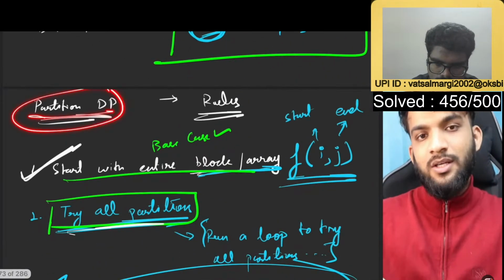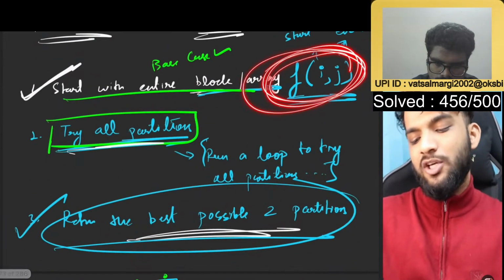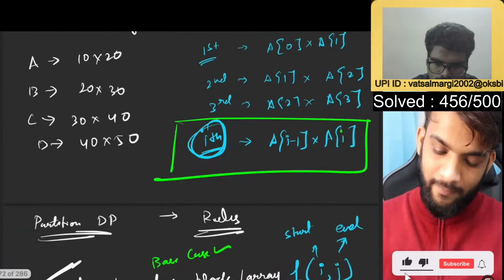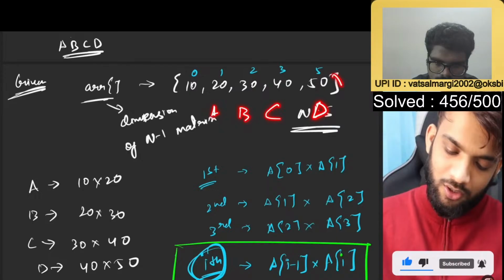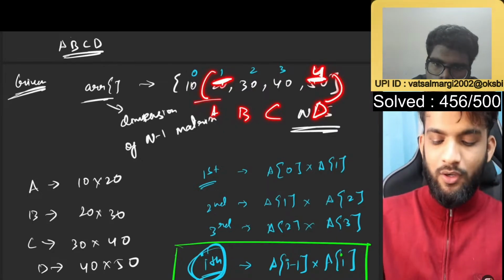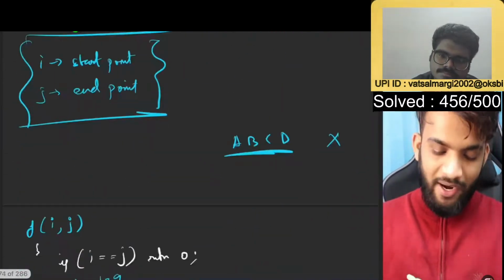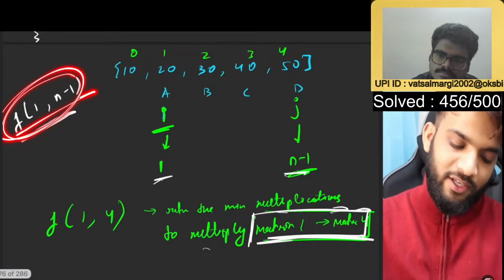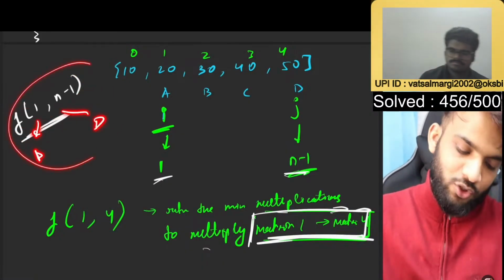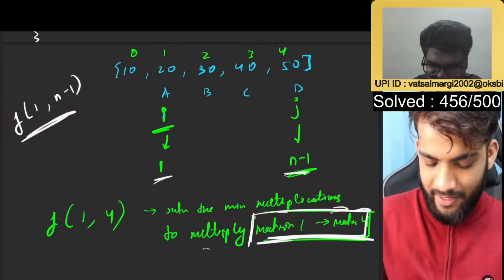Now, I said I'll apply partition DP. So I said the rule is very simple. You solve the entire block. You solve the IJ block. I'm like, okay. So over here, A was this, B, D was this. So this is the entire block. So you started from 1 and you went on till 4 rather. You went on till 4. So you just solved it like this. So I was like, okay, fine. We've understood that f of 1 to n minus 1 is what represents the entire block from A to D. So this means minimum multiplications to multiply matrix 1 to matrix 4.